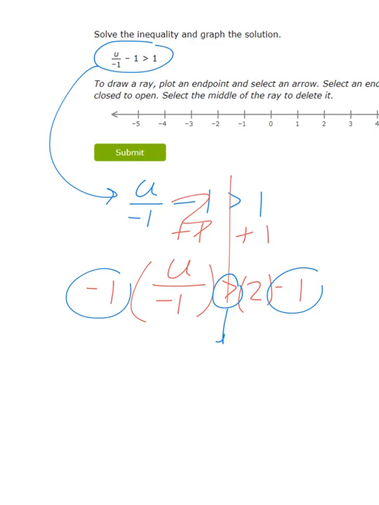Otherwise, you'd be graphing all the wrong answers, and IXL will tell you that you're wrong. But hopefully you've been starting to kind of catch on to that. If you haven't caught on before, that's okay. Today is probably a good day to start picking up on that. When you multiply or divide by a negative, you got to turn the inequality around. So now it's going to be a less than. The negative ones will cancel, so I'll just have u on this side, and I'll get negative 2 over here. So u is less than negative 2.